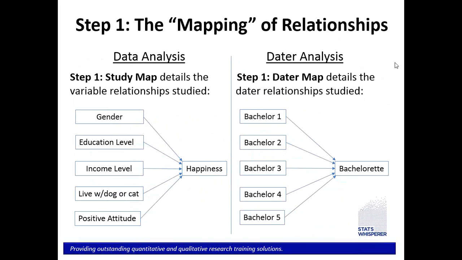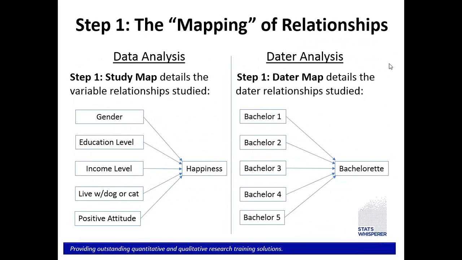Now, in the mapping of the relationships, all we're simply stating is what the focus of our study is and what we're comparing to the focus of our study. For example, with the Bachelorette, all we're mapping out is that the focus is the Bachelorette, and we're looking at the relationship between Bachelor 1 and the Bachelorette. And then it goes on from there, Bachelor 2 to the Bachelorette, Bachelor 3, and so on.